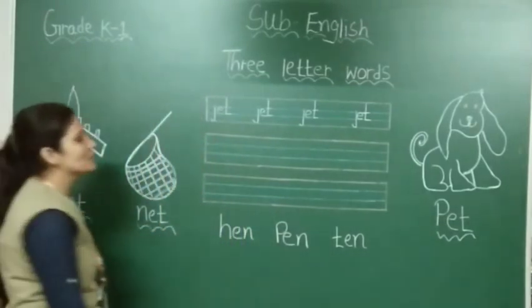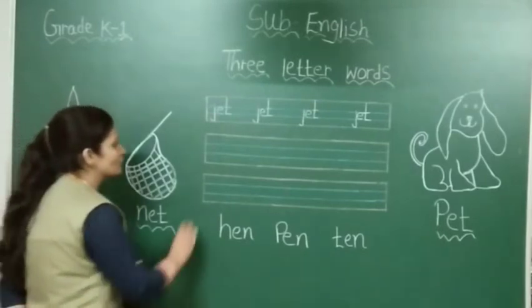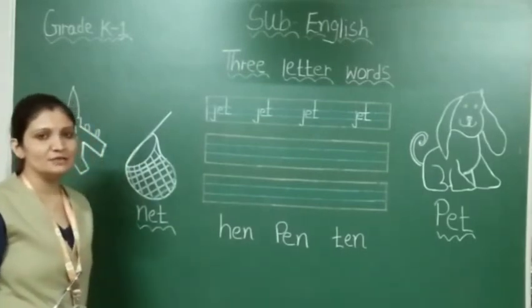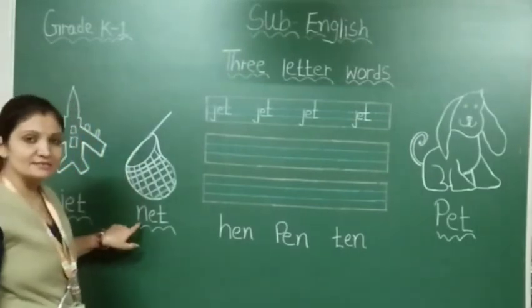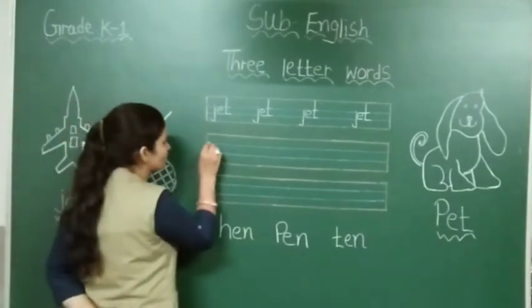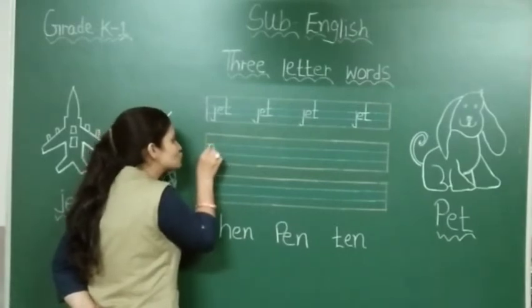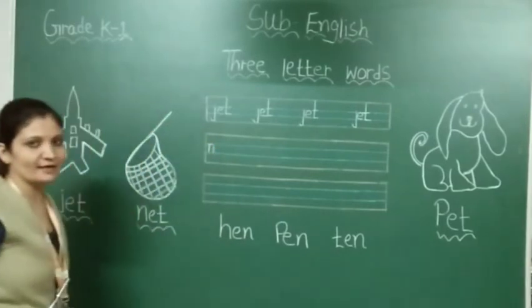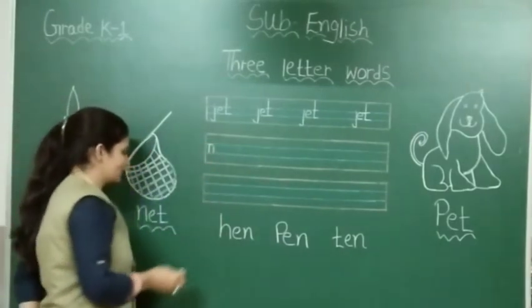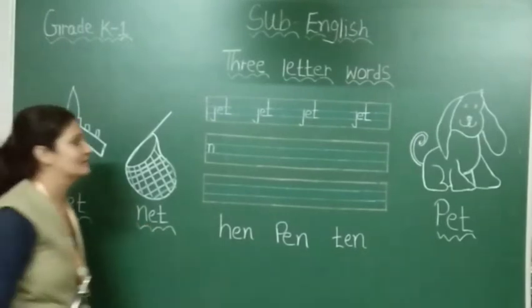N-e-t, net. Now see here how to write net in the notebook. First of all, which letter do we have to write here? Yes, N. In phonics, N says na. So first of all, we have to write N in these two blue lines, like this. Then after N, which letter will come? E. In phonics, E says e.